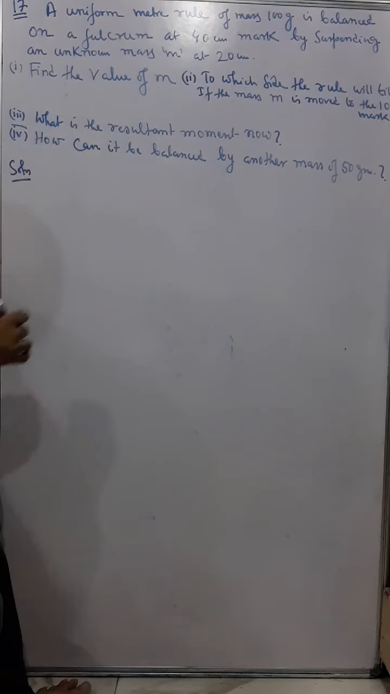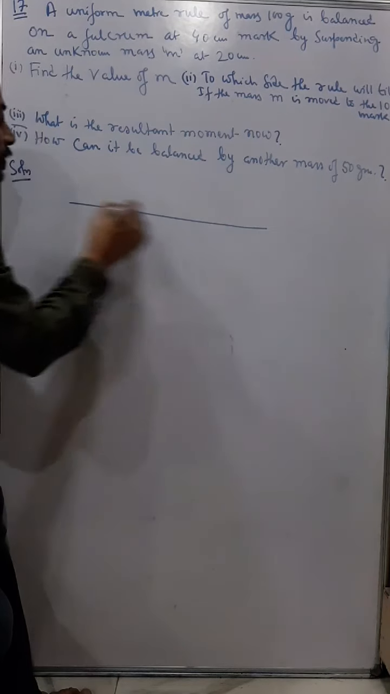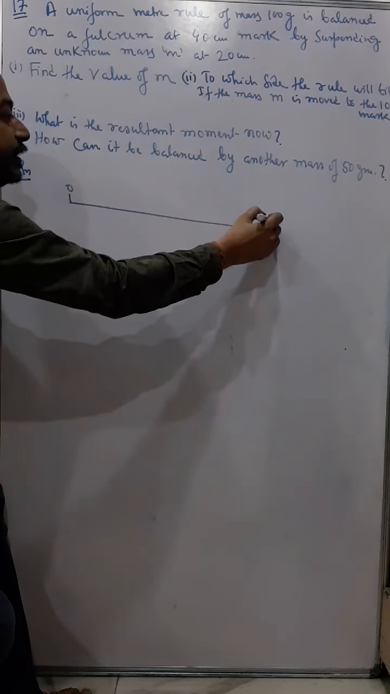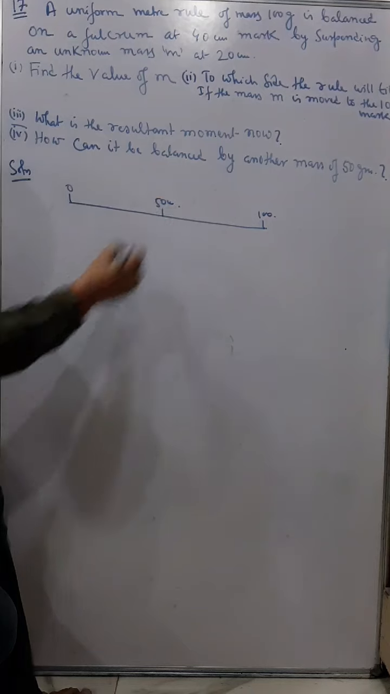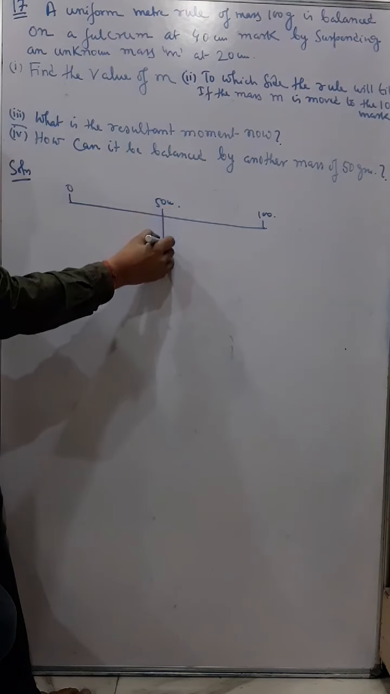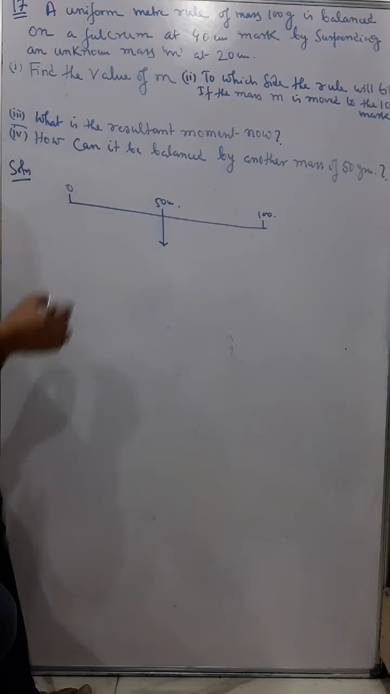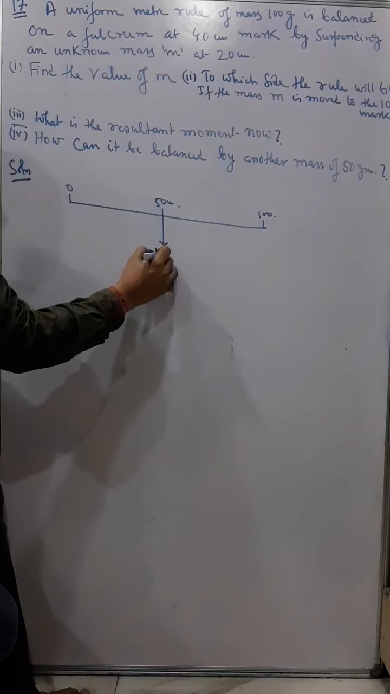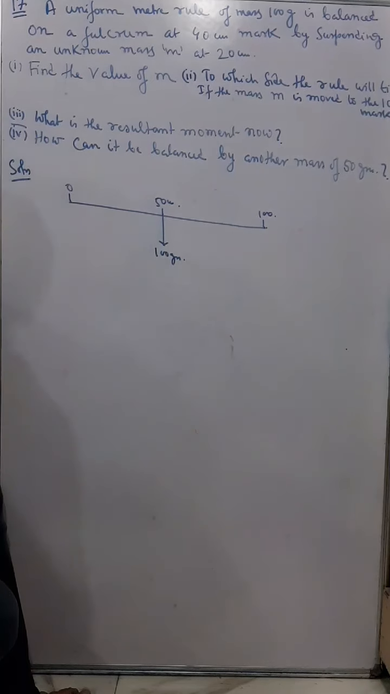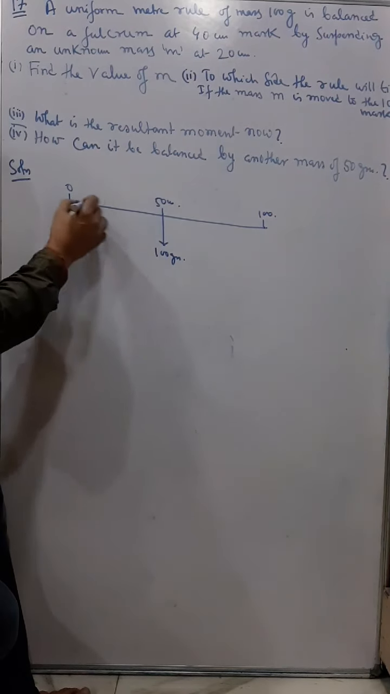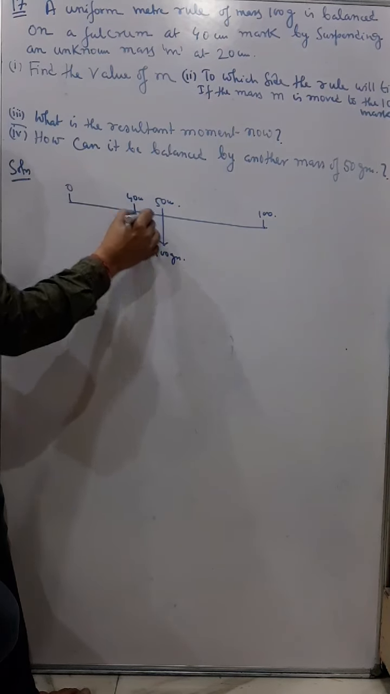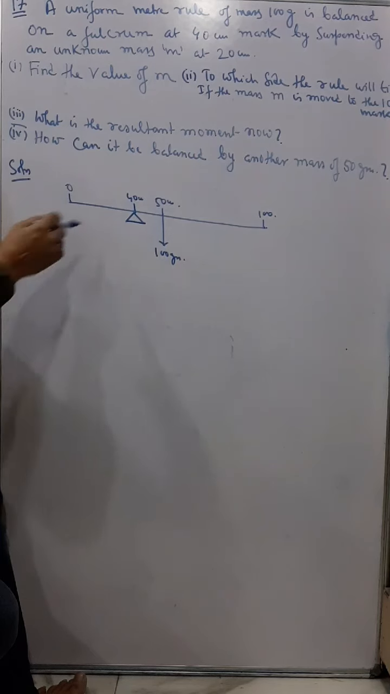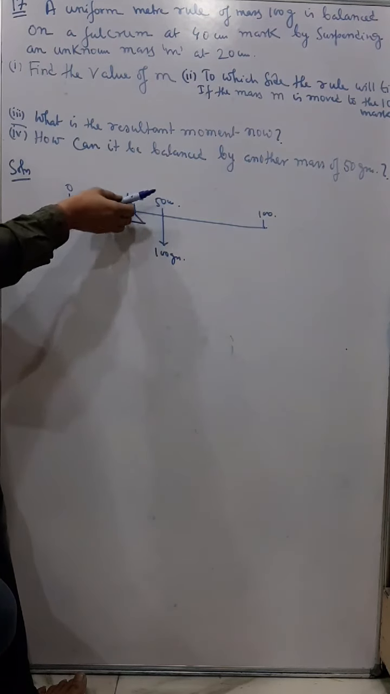They told a uniform meter rule of mass 100 grams. So again 0, 100, the center of gravity is at the 50 centimeter mark. That means the weight of the meter rule is acting at this point. Uniform meter rule of mass 100 grams, so this is 100 gram here. And it is balancing at the 40 centimeter mark. So 40 centimeter will be here. That means it is balancing here.